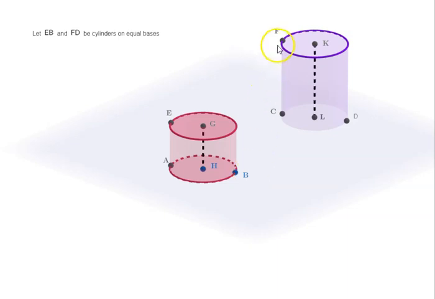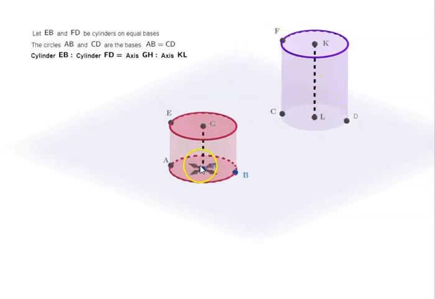Let EB and FD be cylinders on equal bases. And let the circles AB and CD be the bases, where AB and CD are equal to each other. Now, what the proposition is saying is that cylinder EB is to cylinder FD as axis GH is to axis KL. Not only that, when we draw the cones AG and CK, those cones will also be proportional to their axes.